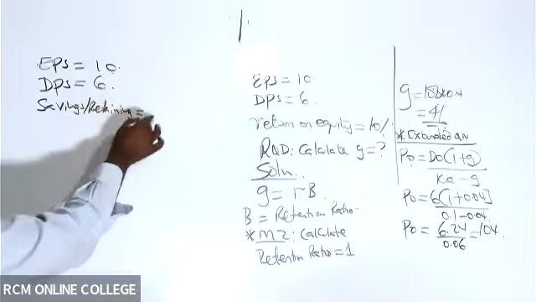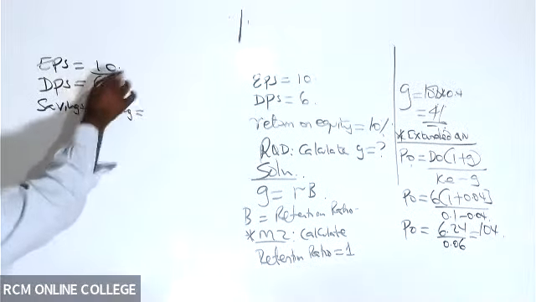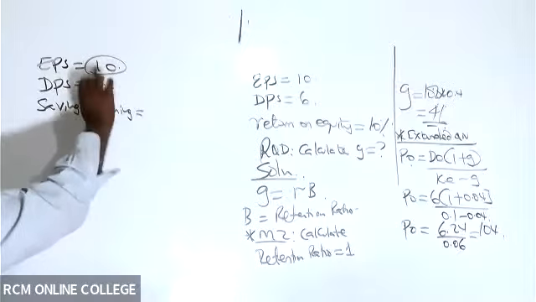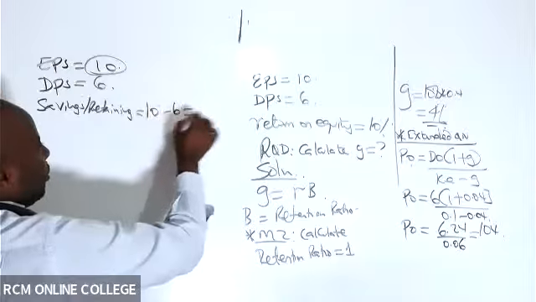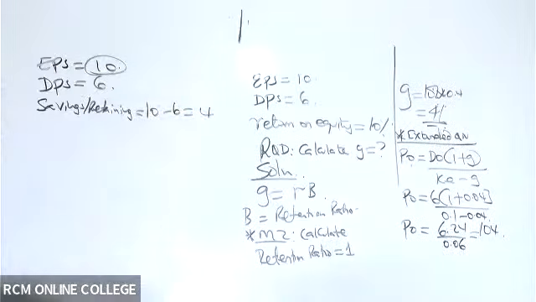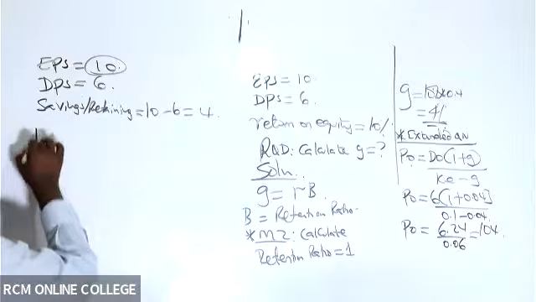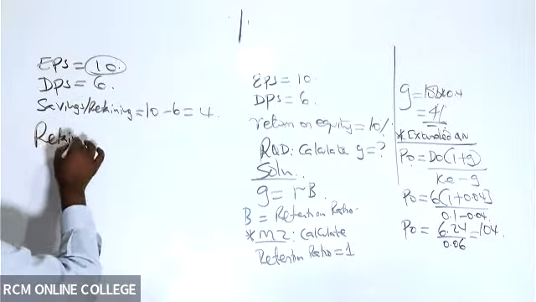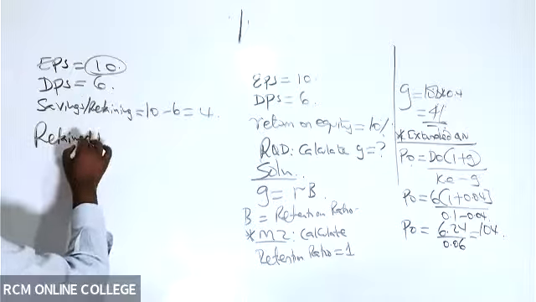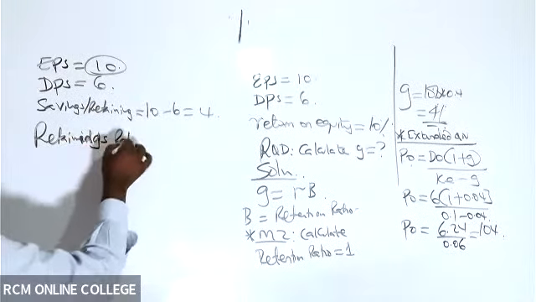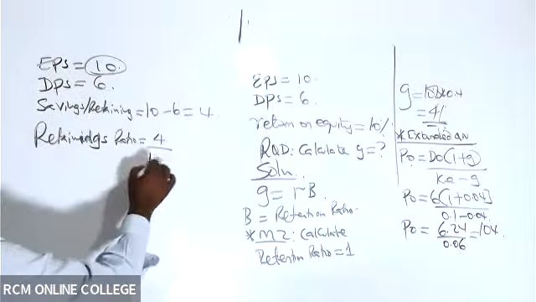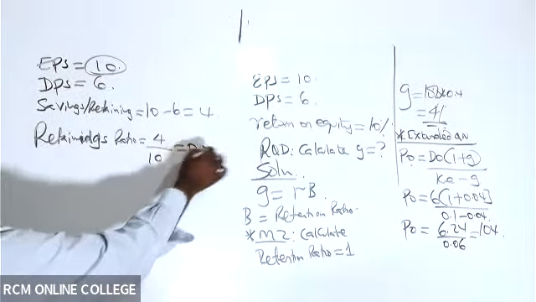How much are they retaining? In this case, the share has earned 10 from their business. They've been able to earn 10. Now they are paying 6. So the savings will be 10 minus 6, which will be 4. In terms of the ratio, the retained ratio, or the retaining ratio, this will be 4 out of the total amount earned. So 4 out of 10, which will be 40%.